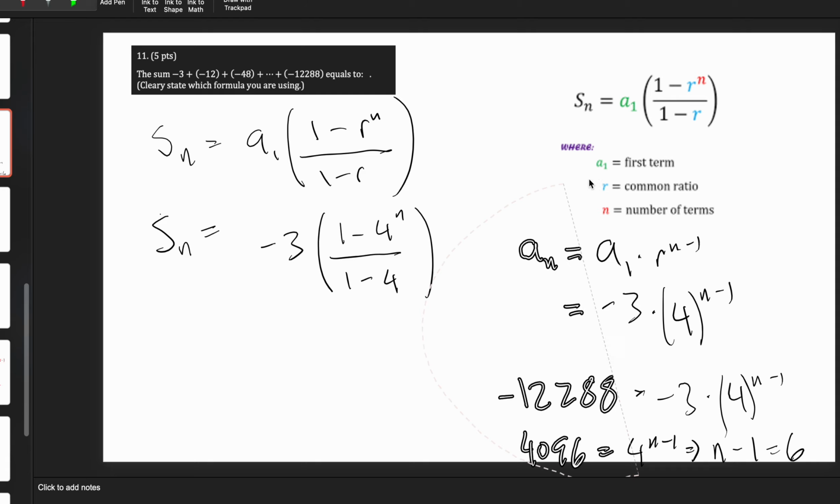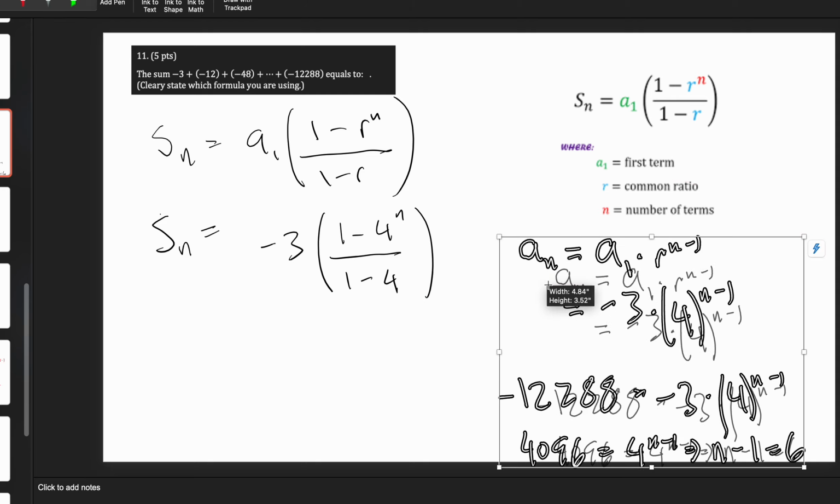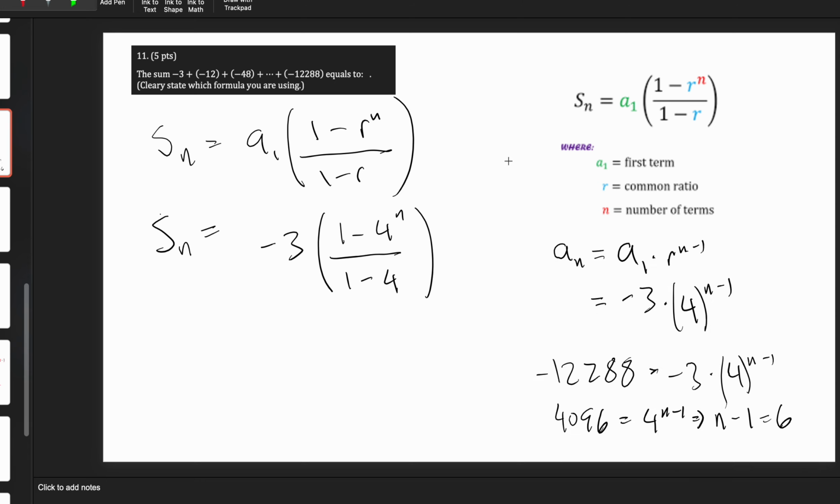And let me write that here. Let me shrink this down, and I'll write that over here. So n minus 1 equals 6, and that tells me that n is equal to 7. So my S sub n is S sub 7.